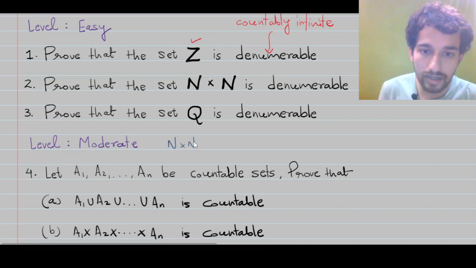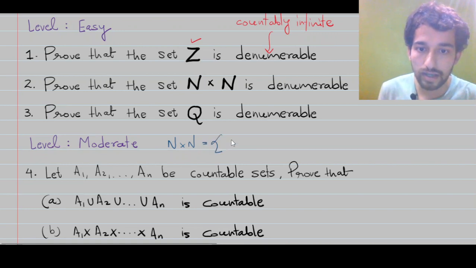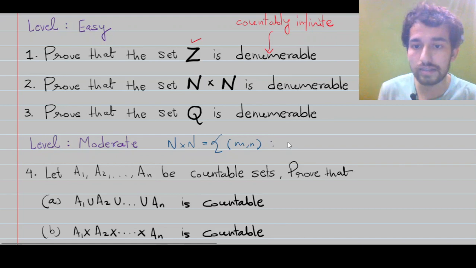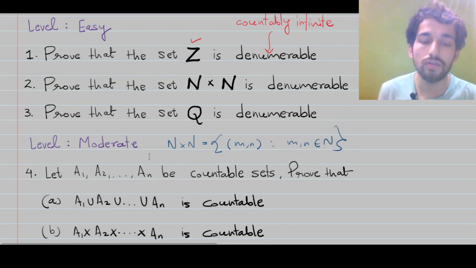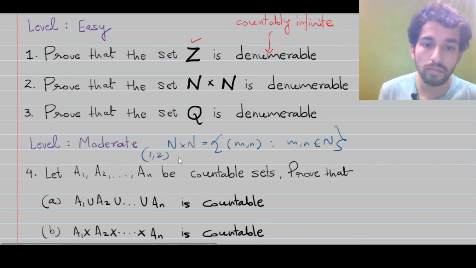N cross N will be a set of this form: the collection of pairs (m, n), where m and n both come from the set of natural numbers. For example, (1, 2) belongs to N cross N. This is an element of N cross N.